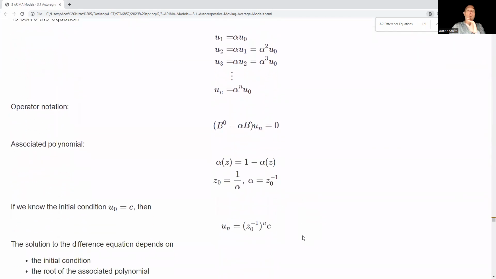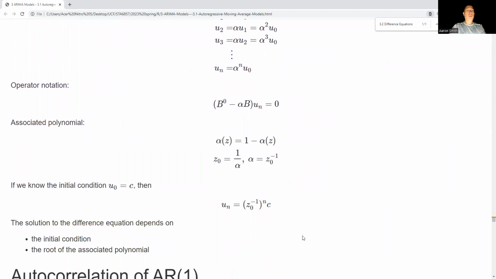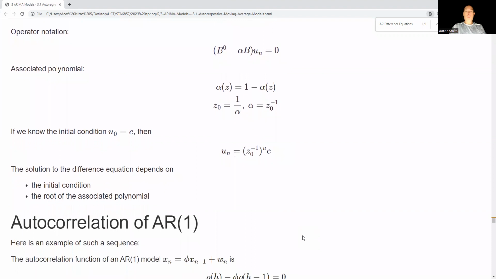So now I want to take what I have for my equation and get the associated polynomial. Well, here it's going to be the constant 1 minus alpha times z. That parentheses is not in the best place, but it's okay. And so we can see the root of our associated polynomial is 1 over alpha, very naturally. Okay, and alpha is equal to our root inverse.